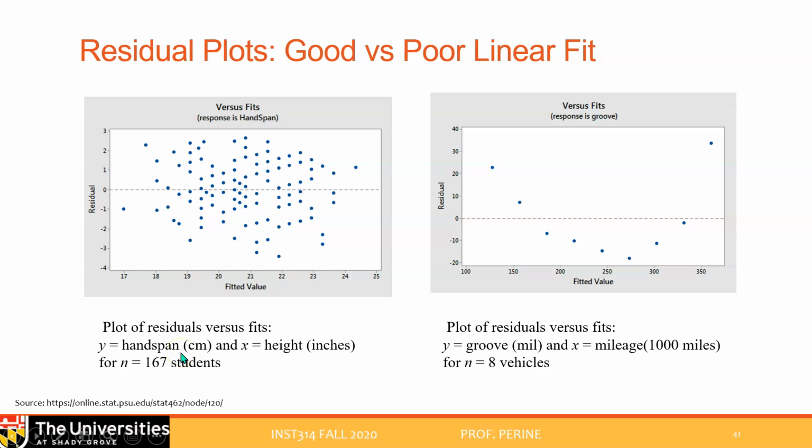Here's one where hand span and height are compared, so that looks like a very good linear fit from the standpoint of a residual analysis, residual plot. Here is a potential linear relationship between the number of miles traveled, in thousands of miles, and the depth of grooves in the tires of a car. And there's data from 8 vehicles. Notice once again, I don't have a nice scatter in the residual. So that's what I'm looking for. I'm looking for a nice scatter in my residual. That gives me a sense of there being a linear relationship.